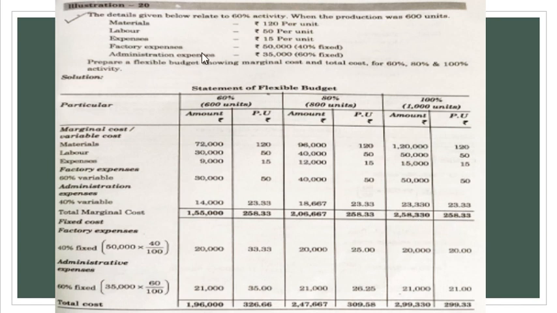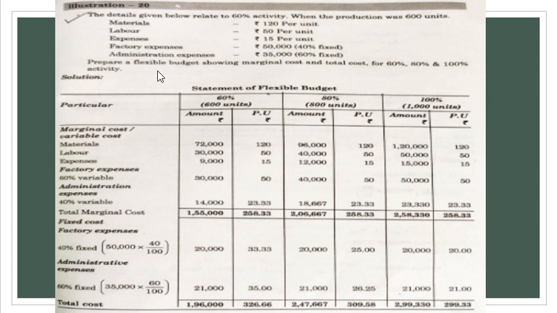Now we will add up the fixed factory expenses. How much was your factory expenses? 50,000, of which 40% is fixed. So 50,000 into 40% will give us 20,000. As it is fixed, it will remain the same for all the units: 20,000, 20,000, 20,000. But the cost per unit will change. 20,000 divided by 600 gives 33.33. For 800 units, 20,000 divided by 800 gives 25. For 1000 units, 20,000 divided by 1000 gives 20.